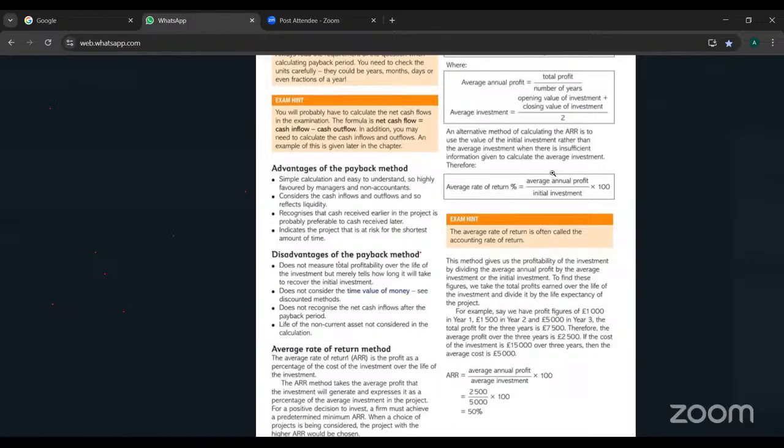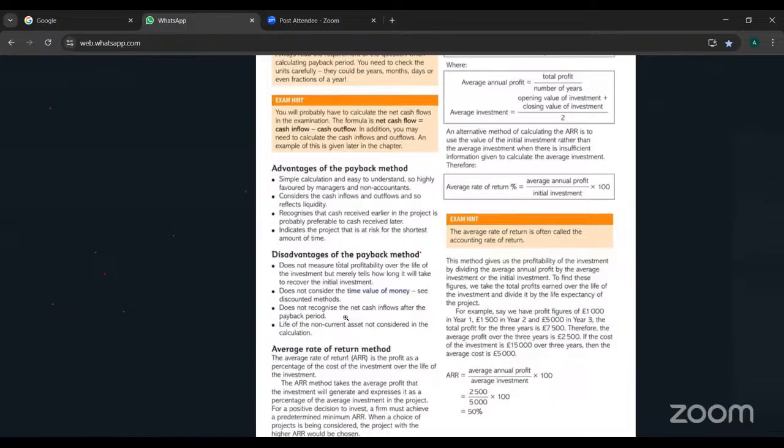And the second point is it does not consider the time value of money. Okay. So I will explain what is time value of money when I am teaching net present value and IRR. But for now, you have to know payback period does not consider the time value of money. And third one, it does not recognize the net cash inflows after the payback period. Okay, it does not consider the net cash inflows after the payback period. And life of non-current assets are also not considered in the calculation.